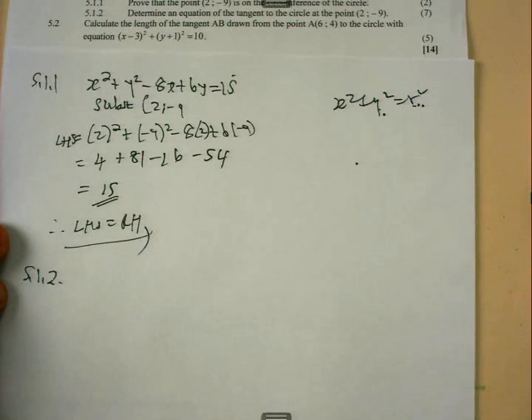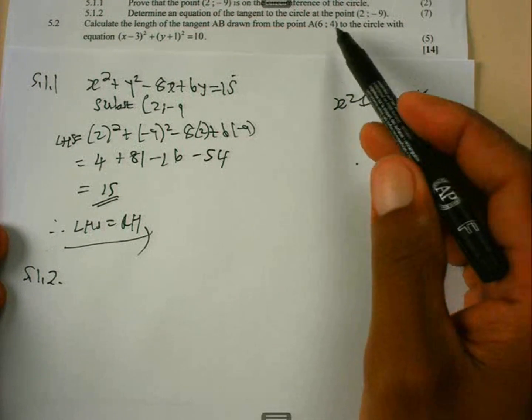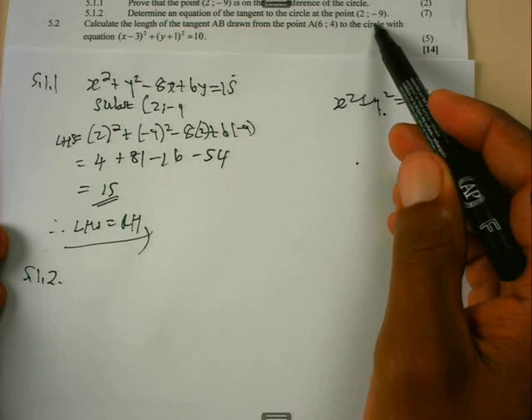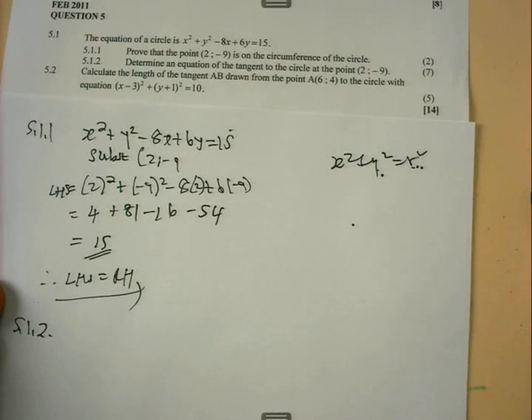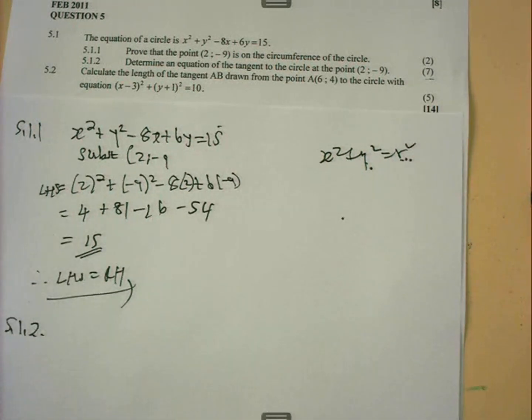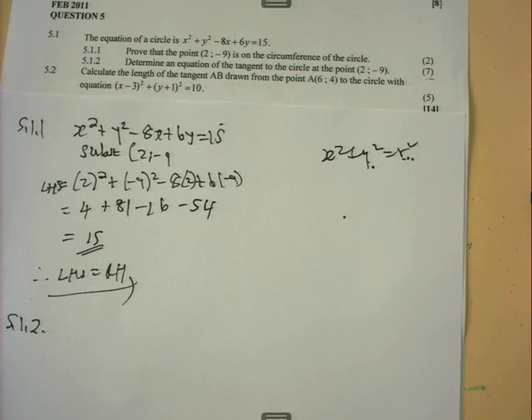Right, 5.1.2. You must determine the equation of the tangent to the circle at this point (2, -9). That is a 7 marks question. Where do you start? What is a tangent? Of course, a tangent is a straight line.